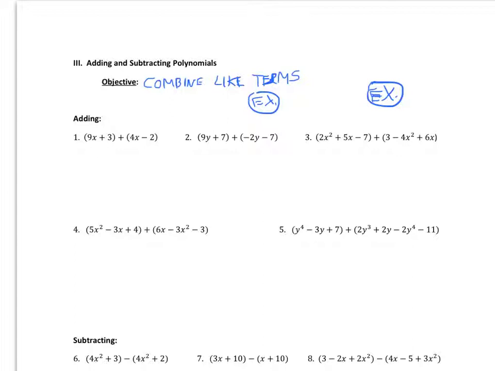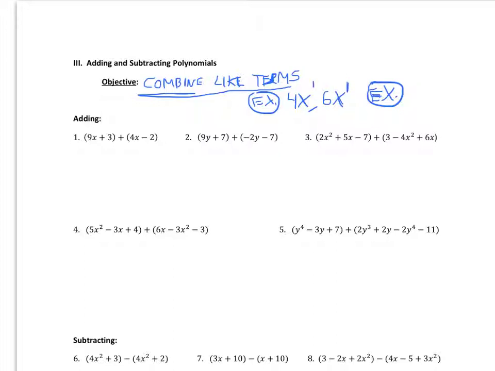The objective, make sure you take this down, we're going to combine like terms. Now we've worked with this before earlier in the year. Like terms, what I mean by that, they have to look similar, especially if you have variables. Here's an example. Let's say I gave you 4x. Another like term with that would be, let's say, 6x. Now there's no exponent written for x, but it's assumed to be to the first.